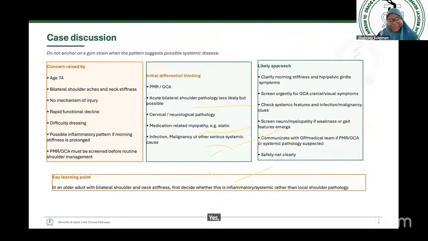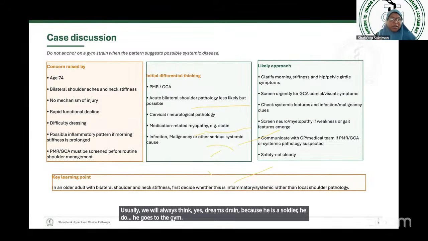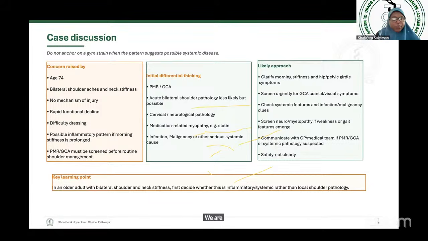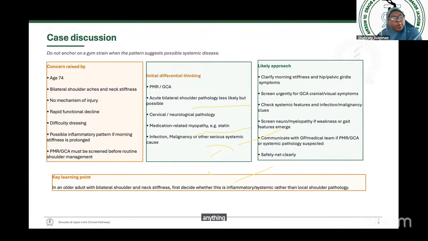Yes, we move to another one. So we do not anchor on a gym strain when the pattern suggests possible systemic disease. Usually we will always think, yes, gym strain, because he is a soldier, he goes to the gym. What will raise our concern is age, 74 for polymyalgia. Anything 50 and above, then we can start thinking polymyalgia.